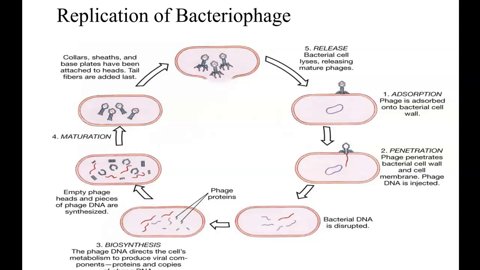Now that bacterial cell is disrupted, it's going to take over the host cell machinery. This is why we call viruses intracellular obligate parasites. They cannot replicate unless they take over that host cell machinery. So on the bottom, you can see 3 is calling it biosynthesis. Either term is fine. And now it's taking over that host cell machinery. Now remember, that host cell machinery has to be compatible.